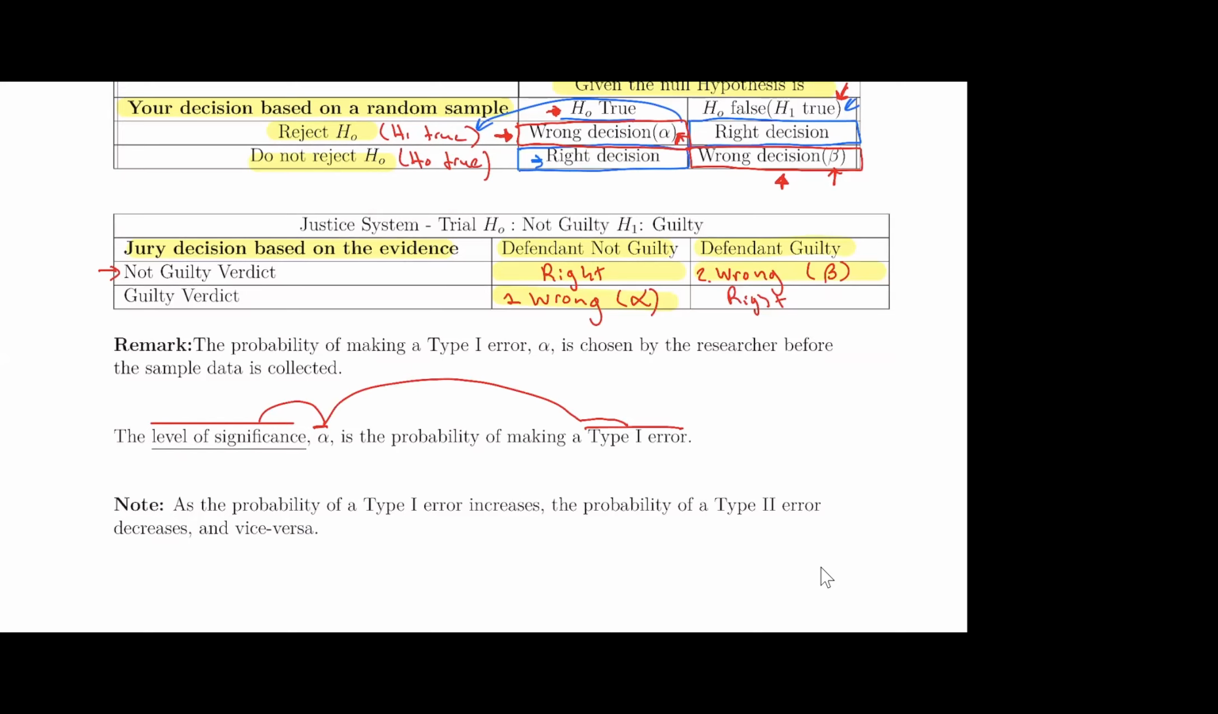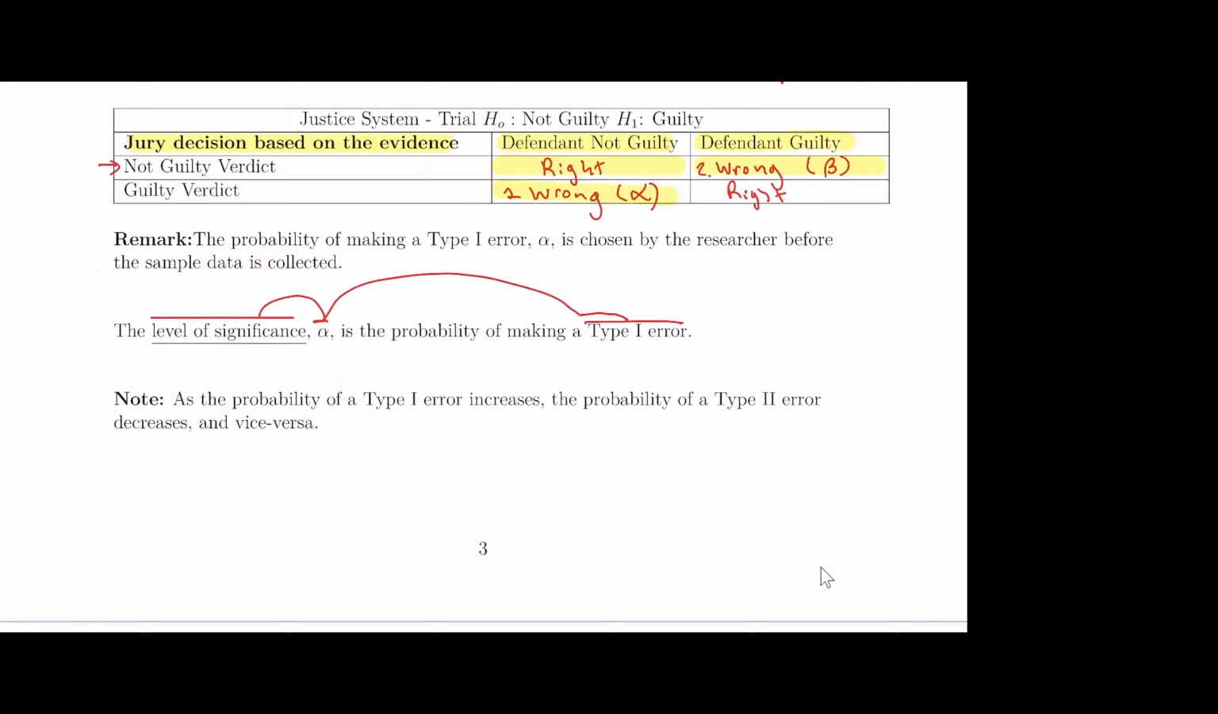The last thing before we move on to the next page is this one. Note that as the probability of making a type 1 error increases, the probability of making a type 2 error decreases, and vice versa. Cool. All right, so let's go back to the justice system problem. Which error do you think is the more grievous error? The error of sending an innocent person to jail, or the error of letting a guilty person go free? Which one do you think is worse?